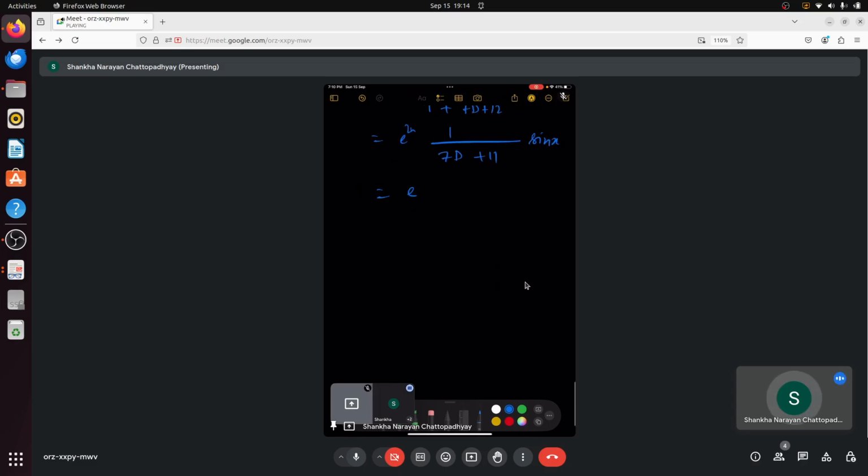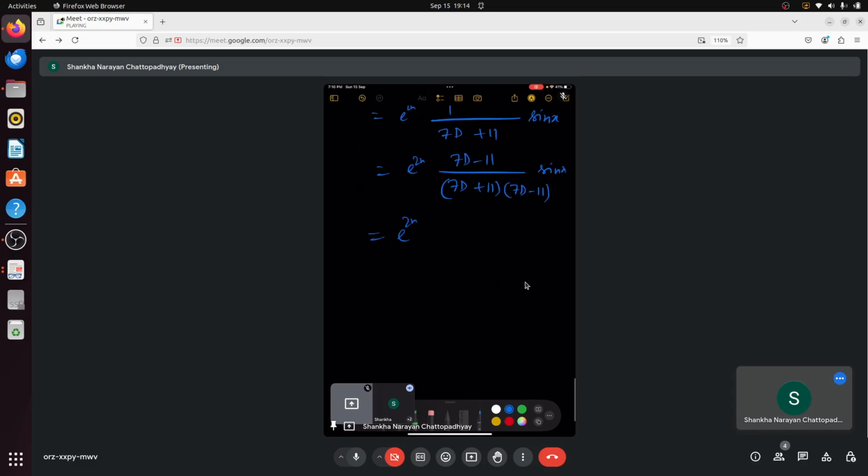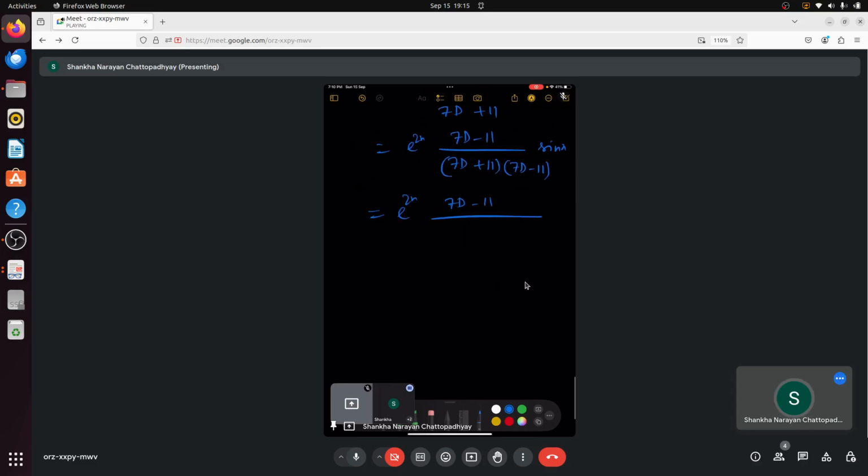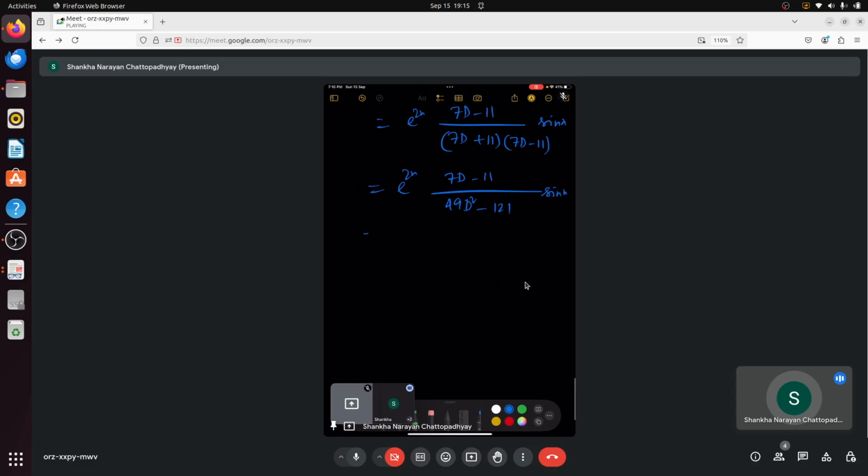Now what will you do? e to the power 2x, we will multiply with 7D minus 11, 7D plus 11, both sides. Why are we multiplying it? To make the term D squared appear. So this is 49 D squared minus 121, sin x.